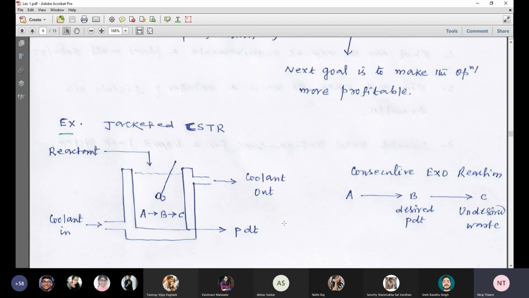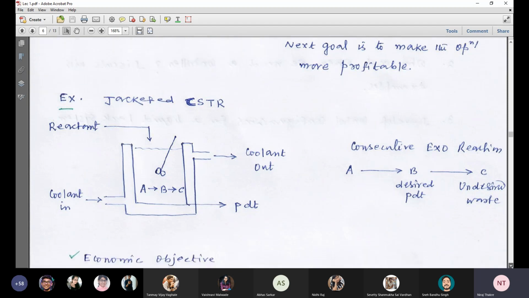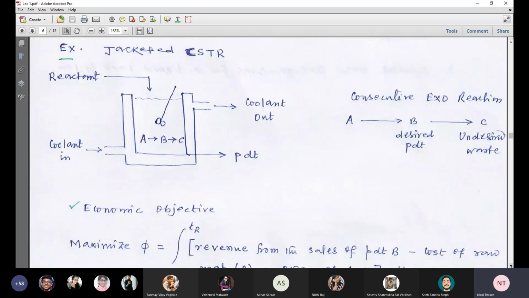Anyway, I think you gave some answer based on your 10+2 concept. But the technical answer, I still did not get. Anyway, you try for this. Okay. Why is it like this? Try to find the answer for this. Okay. Now, what is our economic objective?